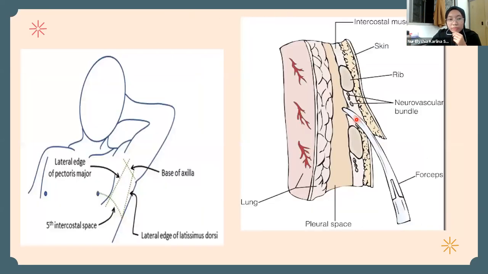So basically in the left side image, it is the anatomical site for chest tube insertion, also known as the safe triangle. As you can see, superiorly it is the base of the axilla, inferiorly is the fifth intercostal space, anteriorly is the lateral edge of the pectoralis major, and posteriorly is the lateral edge of latissimus dorsi. And on the right side, it shows the anatomy of the neurovascular bundles, which is located just beneath the ribs. So for chest tube insertion, the tube should be inserted directly above the ribs in order to prevent damage to the neurovascular bundles.